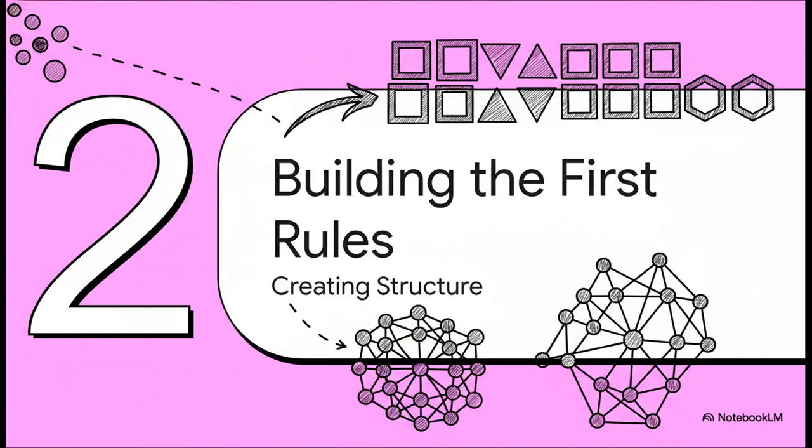Okay, so you've picked your atoms. Now what? Well, you need rules. This next layer of complexity comes from creating a simple, repeatable structure to organize all those fundamental elements.